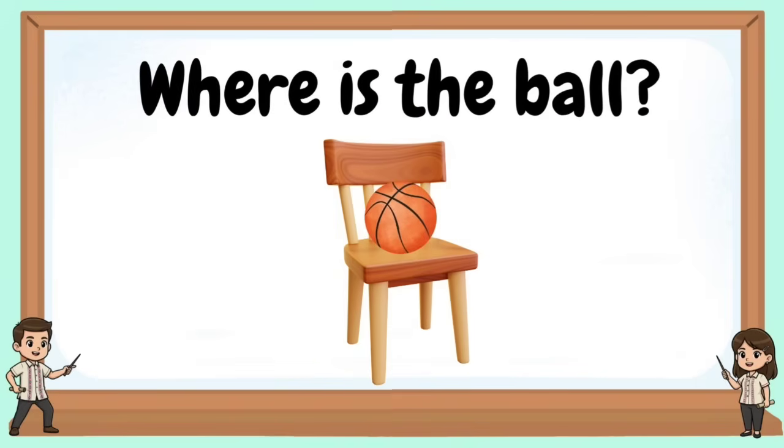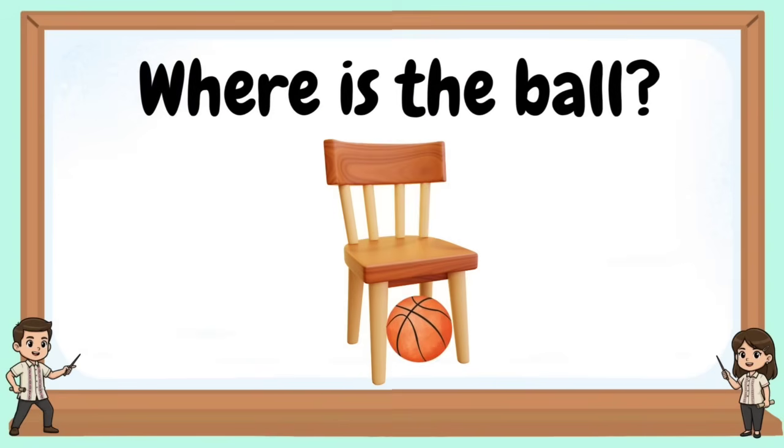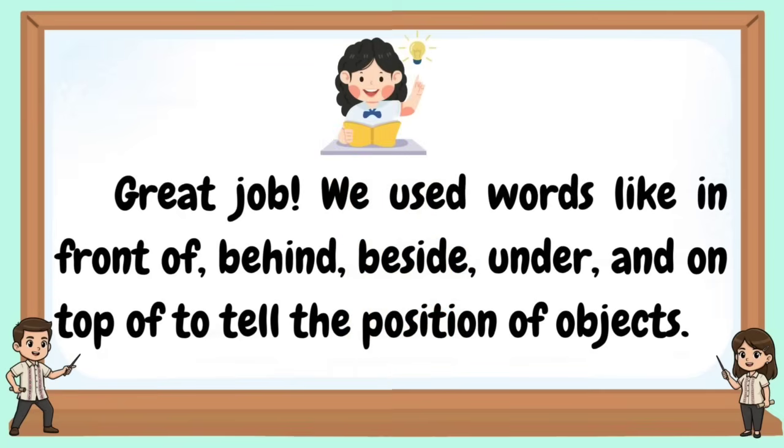Where is the ball? The ball is on top of the chair. Where is the ball? The ball is under the chair. Great job! We use words like in front of, behind, beside, under, and on top of to tell the position of objects.